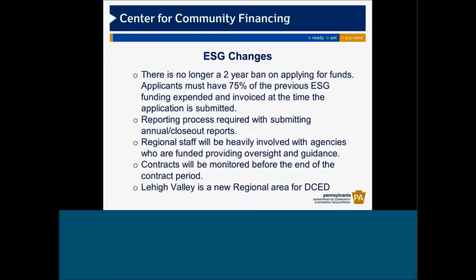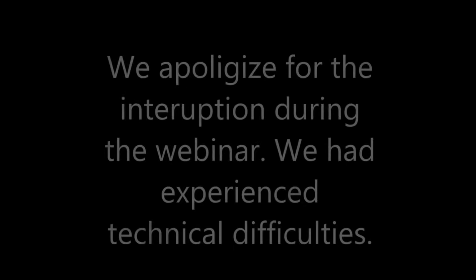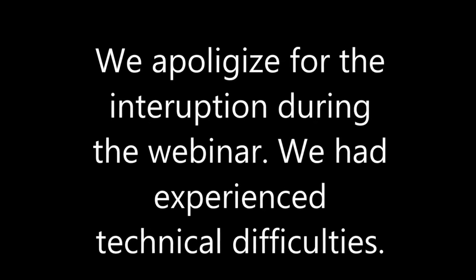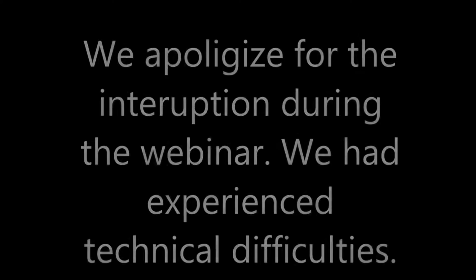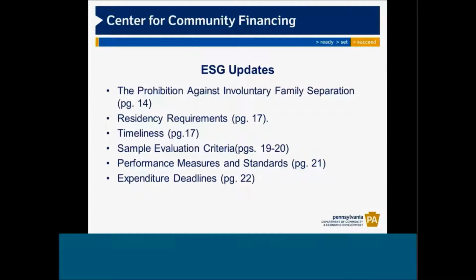Another change is that our regional staff will be heavily involved with the agencies who are funded. Spend deadlines, that's on page 22. Again, we do have the 18-month requirement now. So DCED is requiring all subrecipients to expend 50% of their award within 12 months of the date of the contract with the Commonwealth. 100% of the grant must be expended within 18 months of the signing of the grant agreement. Grantees will have 60 days from the end of the contract to submit all invoices to DCED.